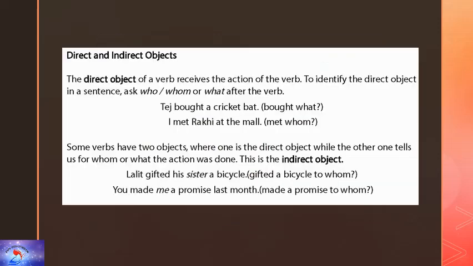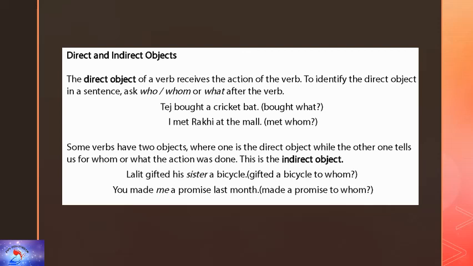So to identify the direct object in a sentence, ask who or whom or what after the verb. For example, Tej bought a cricket bat. So bought what? I met Rocky at the mall. Met whom? So some verbs have two objects where one is a direct object while the other one tells us for whom or what the action was done. So this is the indirect object.